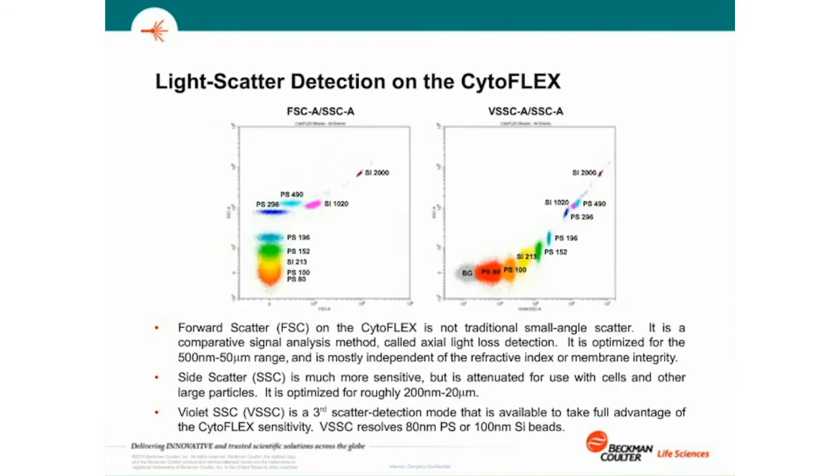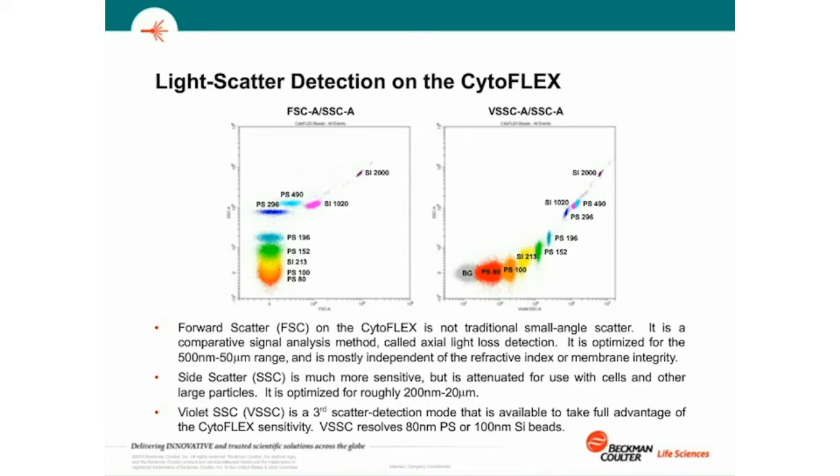Some examples of the detection using light scatter on the CytoFLEX are shown in these two figures. The figure on the left is forward scatter versus side scatter, and the figure on the right is violet side scatter versus side scatter. Forward scatter on the CytoFLEX is not a traditional small angle scatter detection mode. It is actually a comparative signal analysis method, which is referred to as axial light loss detection. And in fact, this is very similar to transit photometry that's used in astrophysics.